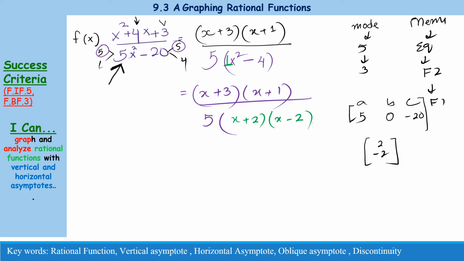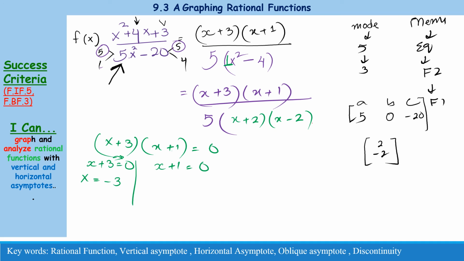Now what have you seen? That there is no common factor here. So if there is no common factor, you focus on the numerator as it is and set it equal to 0. Solve one by one. x plus 3 equals 0, that is your first factor. Then write down the second factor and set it equal to 0. Solve for x. Bring the plus 3 to the other side, you will get -3. Then bring the plus 1 to the other side, you will get negative 1. So these are the zeros of your rational function.